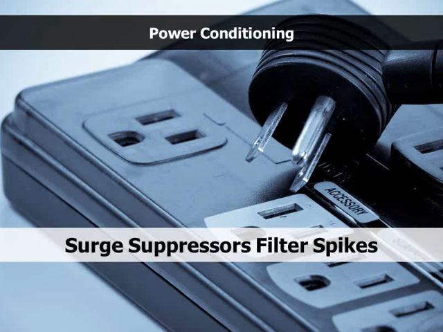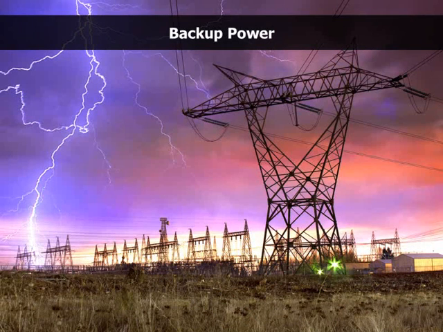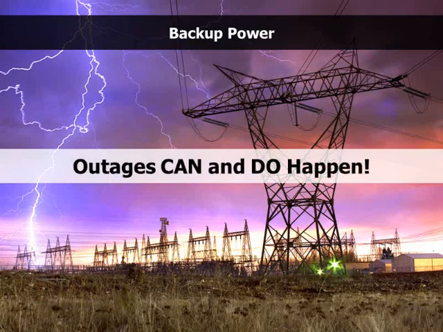These types of devices that you see pictured here actually will filter out these variations in power that can cause problems. In addition to power conditioning, backup power is a good idea because outages can and do happen. In some areas, they're more frequent than others. Some windstorms may come up and actually cause outages in power lines.